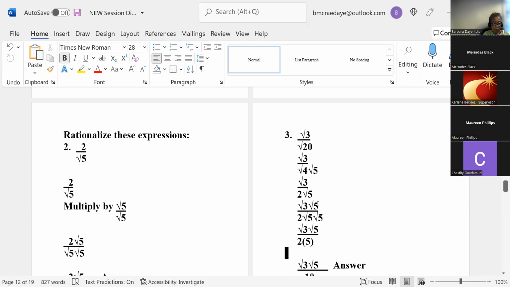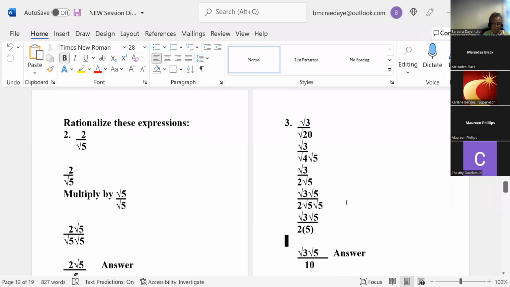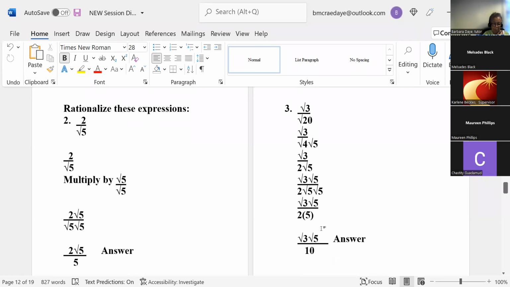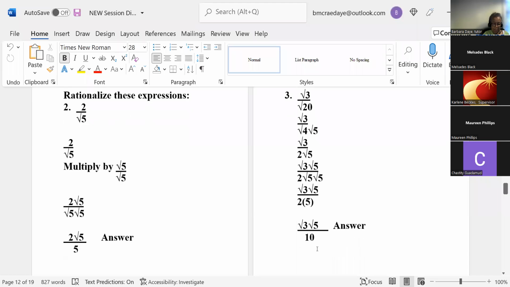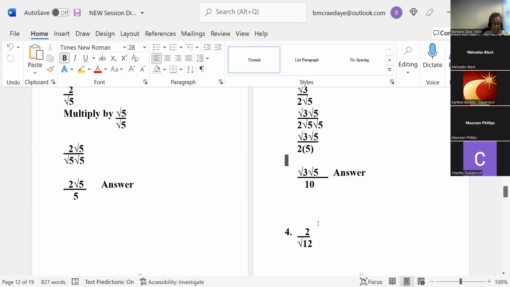Then we multiply both numerator and denominator by square root of 5. That's like multiplying by 1. When you're multiplying a radical times a radical, you get the radicand. Square root of 5 times square root of 5 just gives you 5. Square root of 10 times square root of 10 gives you 10. Square root of 100 times square root of 100 gives 100. Got it? So square root of 3 times square root of 5 over 10. And we got our answer.